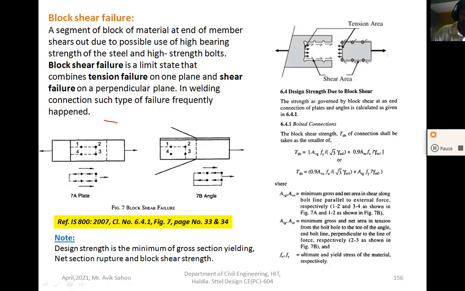Here you see that this is one plane we have considered, and here is the tensile failure on one plane, and the other plane is called the shear plane. You see that this is the tension area and this is the shear area.